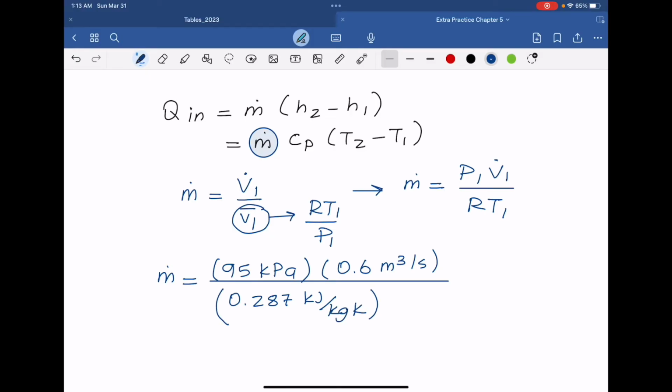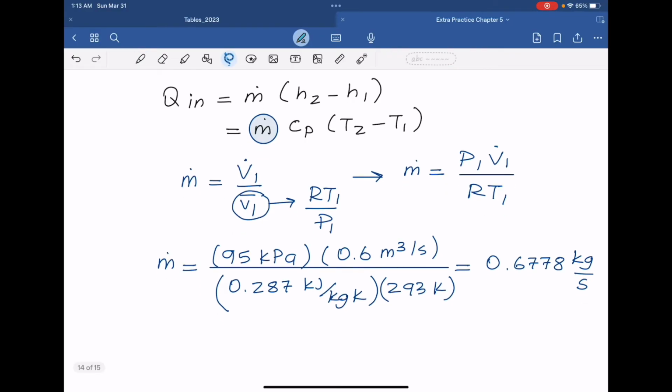And the temperature is given. With that, mass flow rate should be 0.6778 kilogram per second. Now we're ready to plug this in and then calculate from this equation.